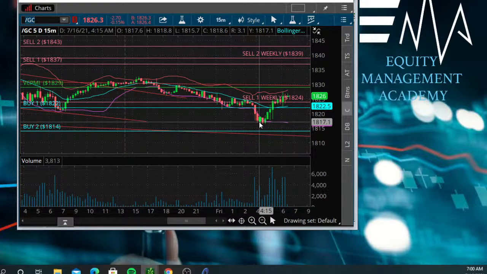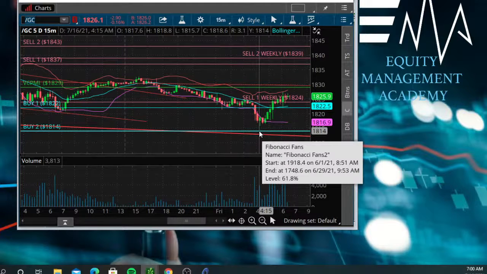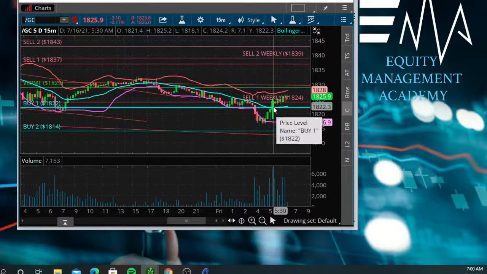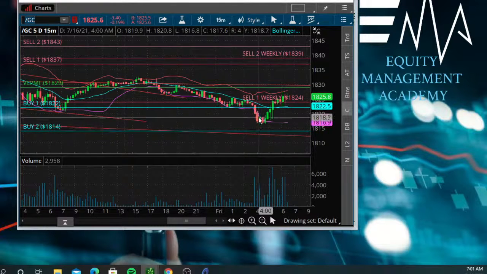As you can see, the market came down into the 1815-16 area at about 4:15 a.m. and never really came down to 1814, which was the buy two level, and reverted from there, activating a daily buy signal at 1822, which is the current signal that we are in right now.